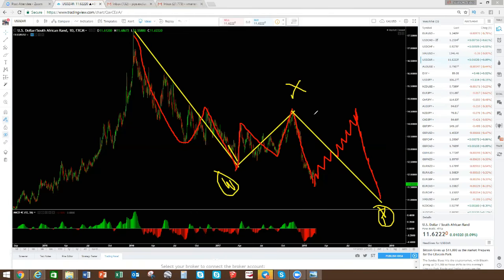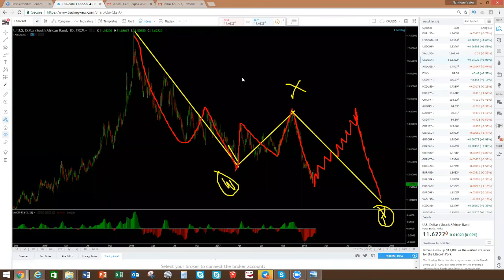So it may not necessarily have to go to 9 ZAR, okay? Because it can go to 9 ZAR if it's going to make a zigzag like that. But if it's making a flat correction here, then it may end up around this area. And there are indications of reversal here at this stage on US dollar ZAR. Let's look at the lower time frame.